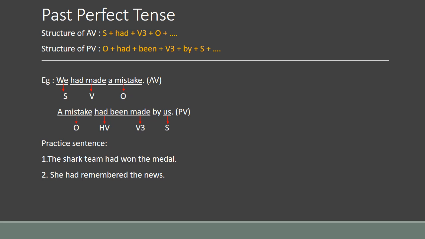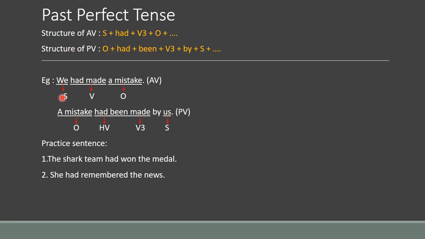The next one is past perfect tense. Structure of active voice: subject had. Past perfect tense நாலே had plus v3 யூஸ் ஆயிருக்கும். Had plus v3 plus object plus etc. Such structure of passive voice: object plus had plus been, as you all know. Been should be added for a perfect tense. If it is present, have or has plus been. Past na had plus been plus v3 plus by plus subject.